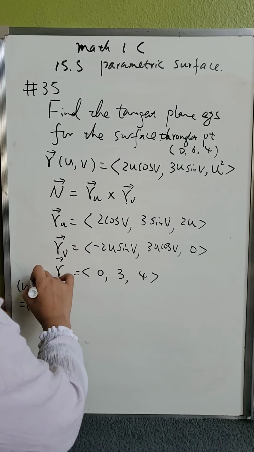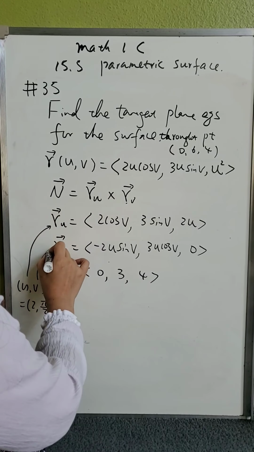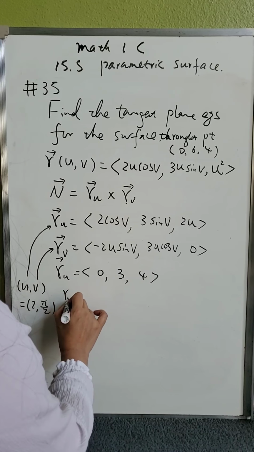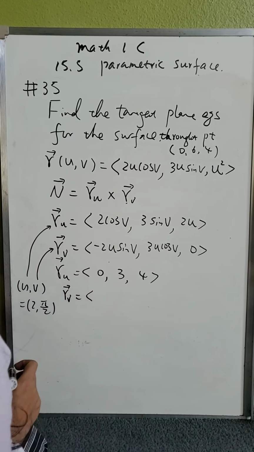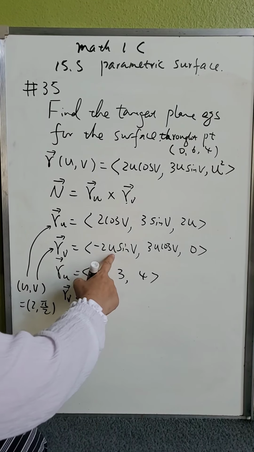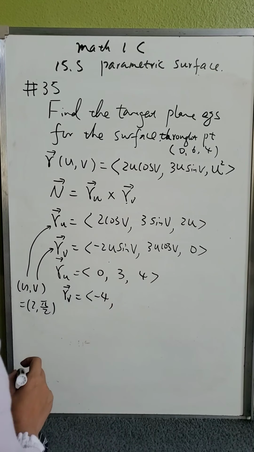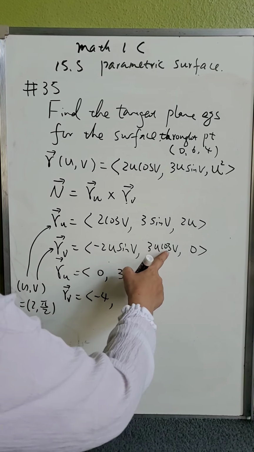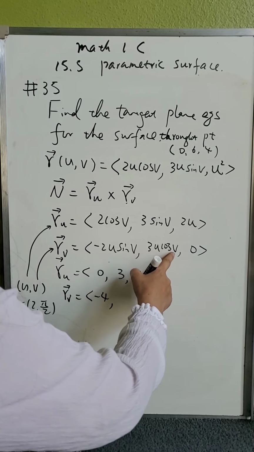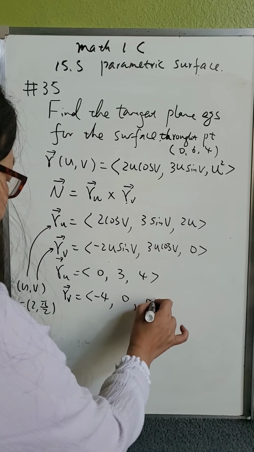Inside here, okay. And then your RV equal to U is equal to sine, that's negative 4. And then V is equal to power 2 is 0. So that's why it's a lot easier to do it that way.